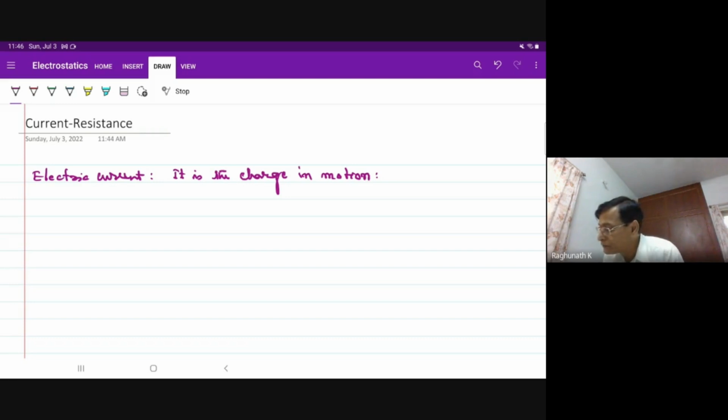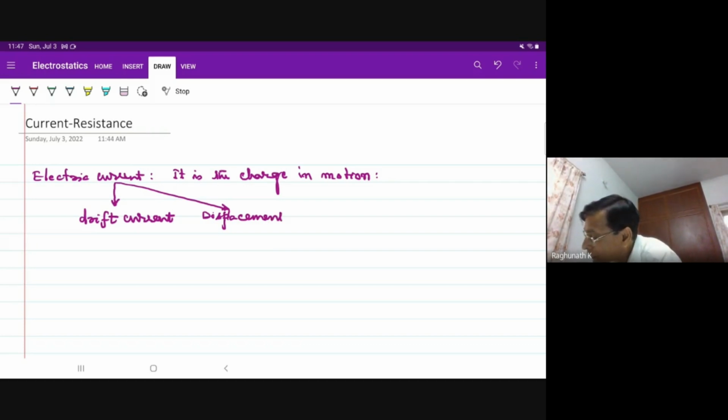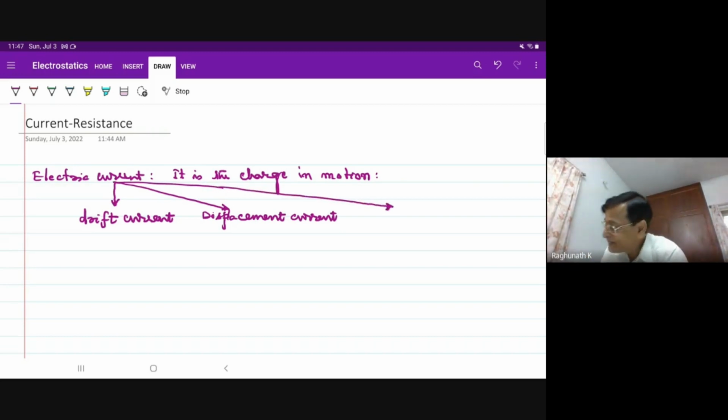We basically look at different currents in our subjects. One current is drift current. Next current is displacement current, very, very important for us when you go to waves. And the third current that we consider, and is extremely important, is diffusion current.